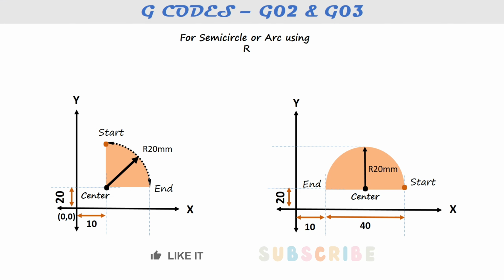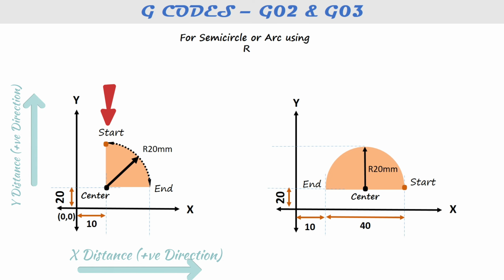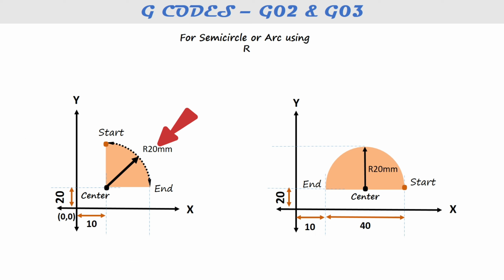In this video we will see how to write G02 and G03 using the R value. Consider my tool start point is here. Here you can see the radius is 20 millimeters.